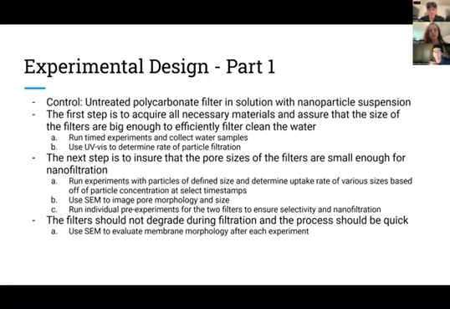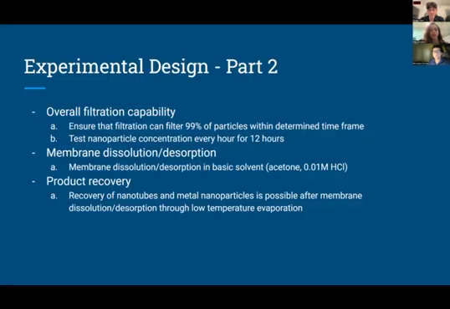And to determine this, we will run 12-hour experiments, taking measurements of concentrations every hour, and use the UV-vis to determine the particle concentration, and then also an SEM to image the membrane pore morphology and size before experiments. And then after each pre-experiment and official experiment, we will use the SEM to evaluate membrane morphology to determine membrane strength during filtration.